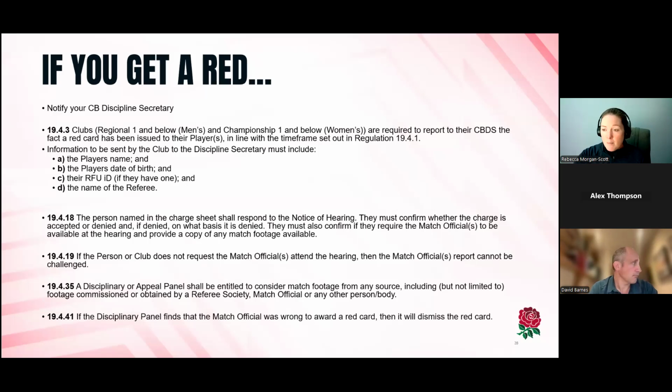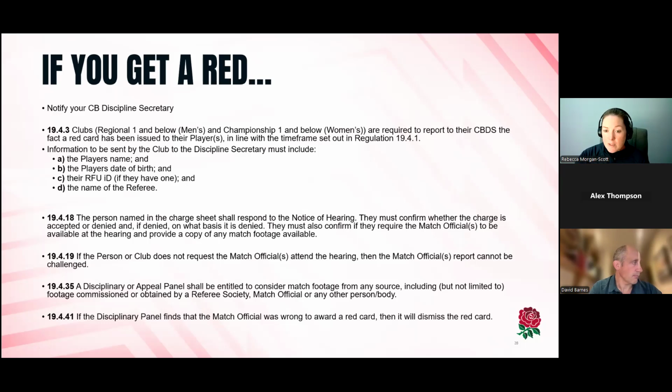Clubs would be required to report that, and at the same time provide the player's name, the player's date of birth, RFU ID, in brackets it says if they have one, but obviously they should have one, and the name of the referee. That's just in case the referee's report hasn't made its way through yet. The referee's report should be in by 9 o'clock on a Monday morning as well, but just in case it hasn't, that gives the secretary time to know what's happened, and then also to start chasing that report as well.